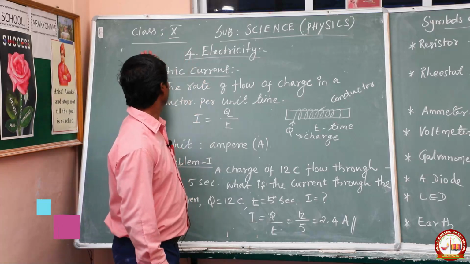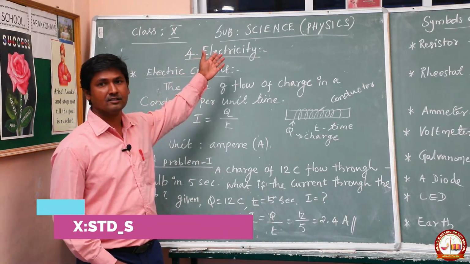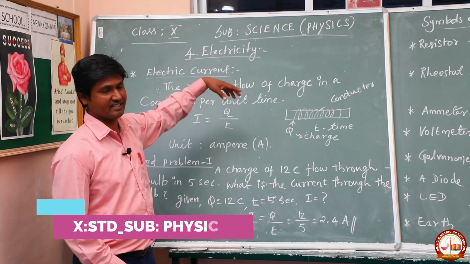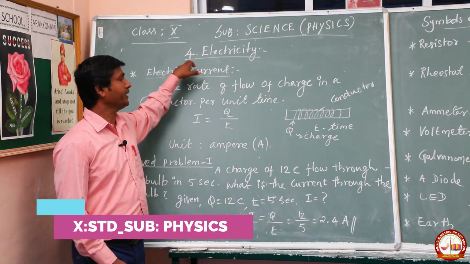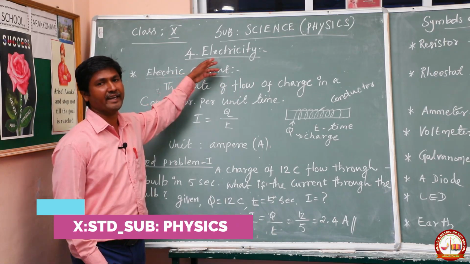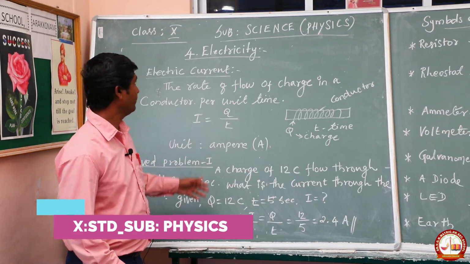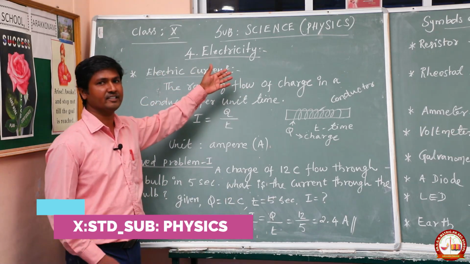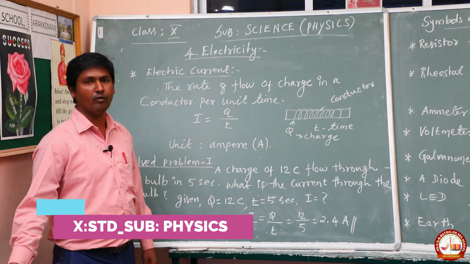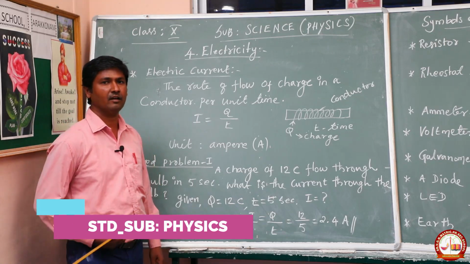Today class 10th standard science subject physics. Unit is 4th unit, electricity. What is meant by electricity? What is electric current?